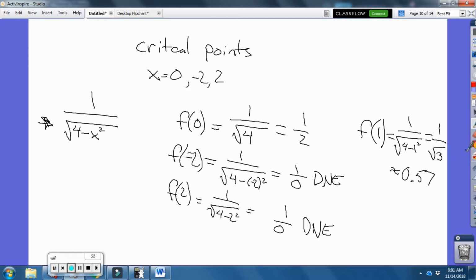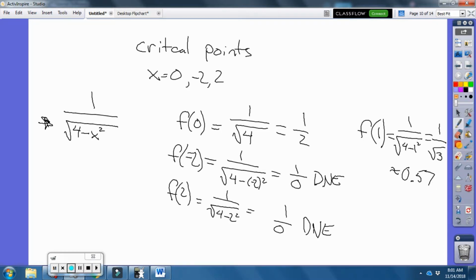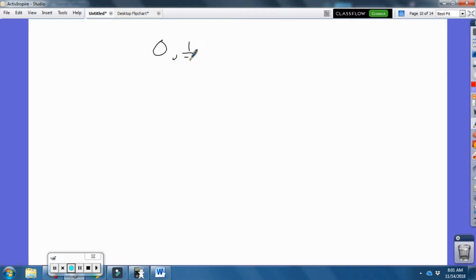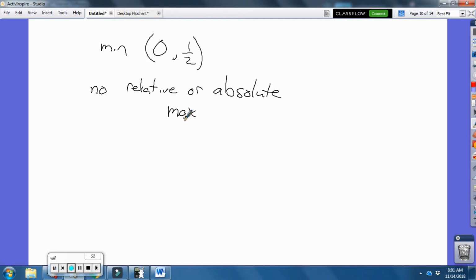Okay, so the original question asked us to find the extrema. We'll say 0, 1/2 is a minimum, and there's no relative maxes. And there's no absolute maxes either. So that's it for that problem. It just said to find the extrema, so that's what we did.